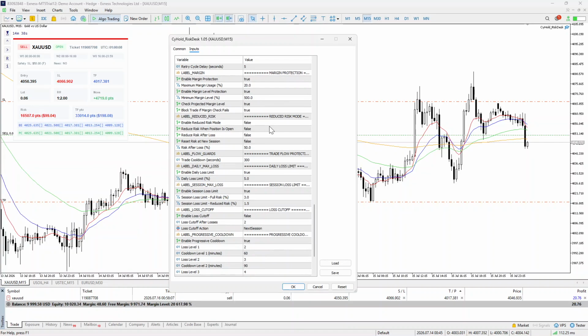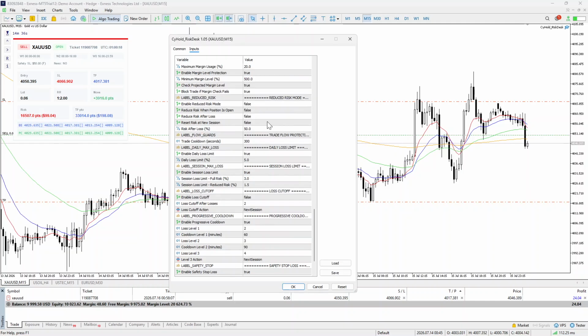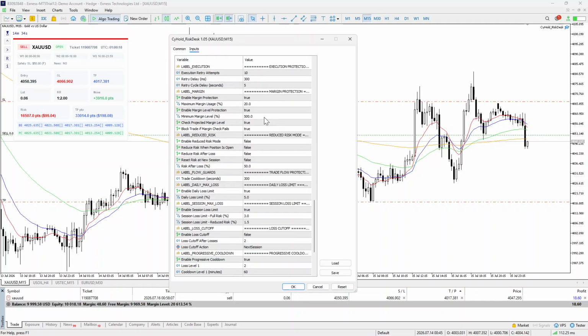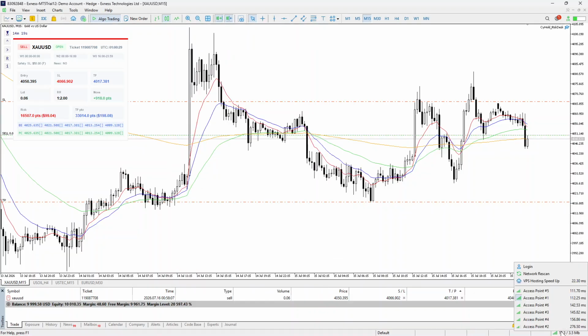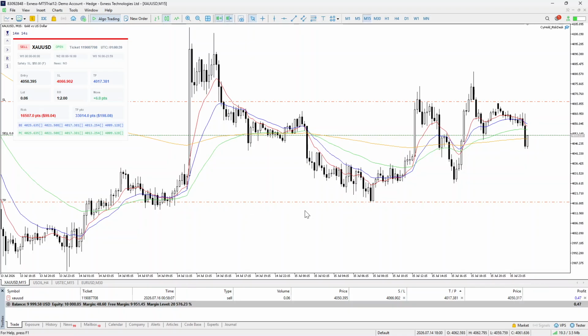interested in knowing more. But just a quick view, you have, for example, margin protection. Here it's execution protection, depending on the latency to your broker. For example, this broker is 110 milliseconds.